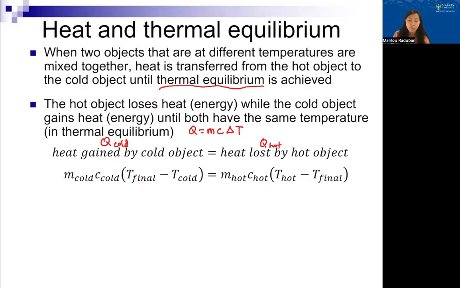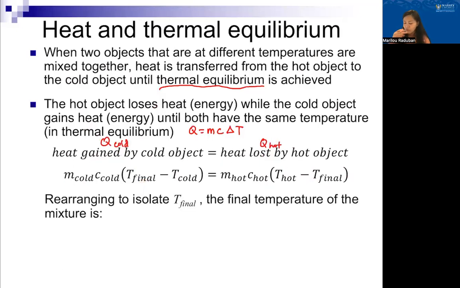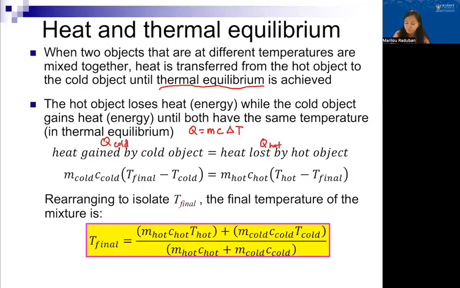And the final temperature will be the same, right? Because heat will transfer until the temperatures of these two objects are the same. So if we rearrange this equation to isolate the final temperature, the final temperature of the mixture will be given by this equation here. We won't expect you to do the rearranging of this equation in this course. So you can just use this final rearranged equation for the final temperature.